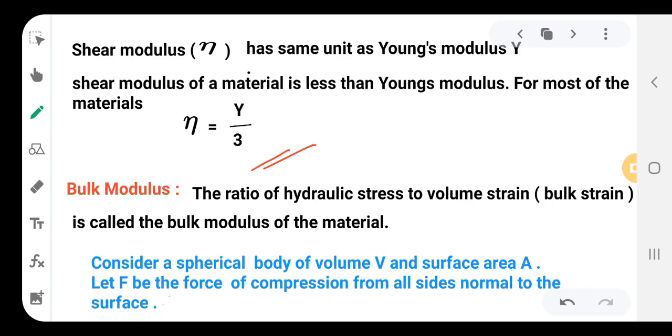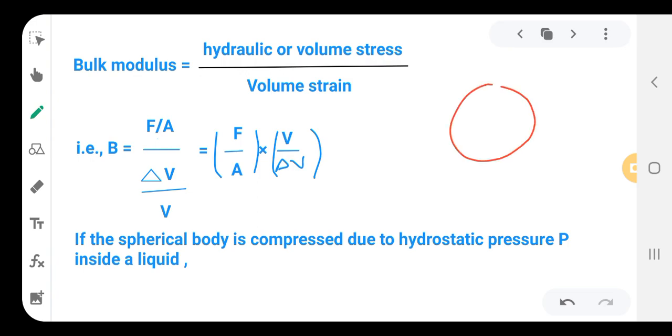So let us go to the bulk modulus. Bulk is nothing but the volume. So let us see what bulk modulus is. The ratio of the hydraulic stress to volume strain, or we can also say volume stress to volume strain, is known as the bulk modulus. Understood? Now, consider a spherical body of volume V and surface area A. Let F be the force of compression from all sides normal to the surface. So this is the spherical body and we are applying the force on all sides of the body in this manner. The force is taken as F.